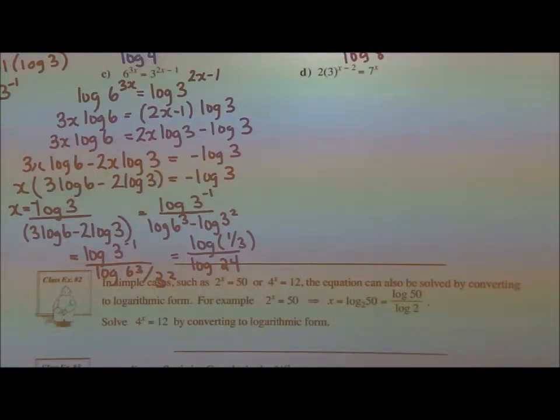And now I can figure out what that equals to 3 decimal places. And what do I get?